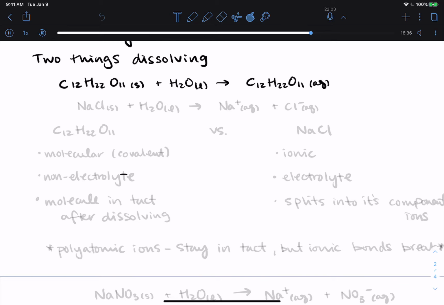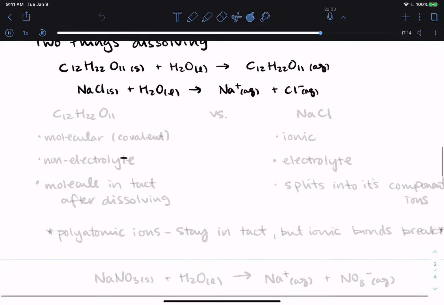If you take something like sodium chloride, take that solid, add it to water. And you have seen this as well, right? If you take salt, put it in water, it'll disappear because it dissolves. When salt dissolves in water, it turns into Na plus aqueous and Cl minus aqueous. So this is definitely different from what we saw with sugar. So the question is, why are they different? And how do we know that this is the case?